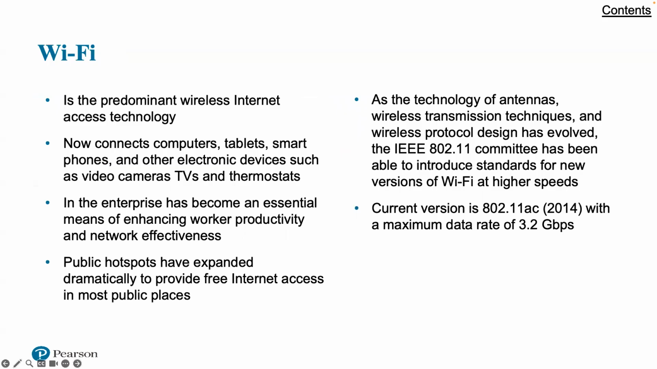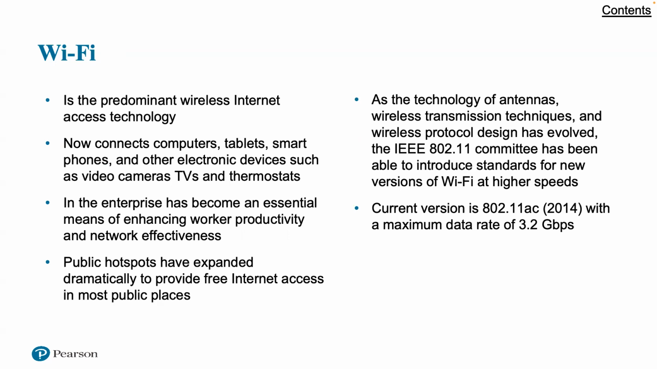We have Wi-Fi, which is quite common, as I'm sure you all are familiar with. Wi-Fi is a predominant wireless internet access technology used in homes, offices, and public spaces. Wi-Fi in the home now connects computers, tablets, smartphones, and a host of electronic devices such as video cameras, TVs, and thermostats. Wi-Fi in the enterprise has become an essential means of enhancing worker productivity and effectiveness. And public Wi-Fi hotspots have expanded dramatically to provide free internet access in most public spaces.